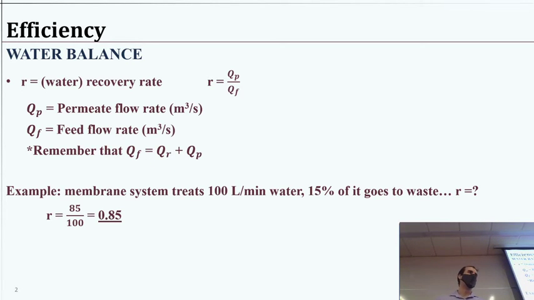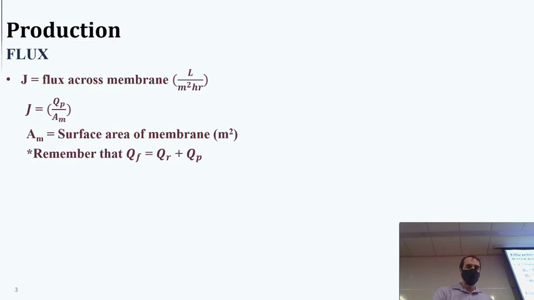And so we can split that into what's rejected, or in our retentate, and what's in the permeate. So if we had 100 liters per minute of water and 15% of it goes to waste, then our R is going to be 85, or 0.85 for 85%. So pretty simple there. Just wanted to touch on those.